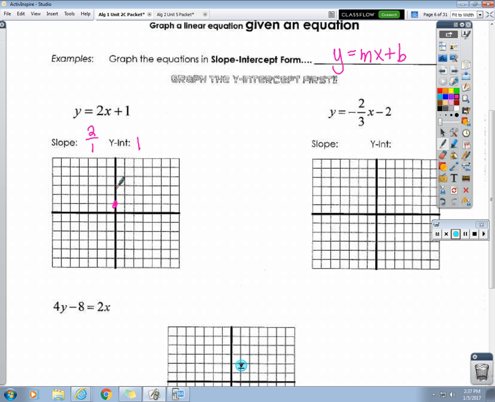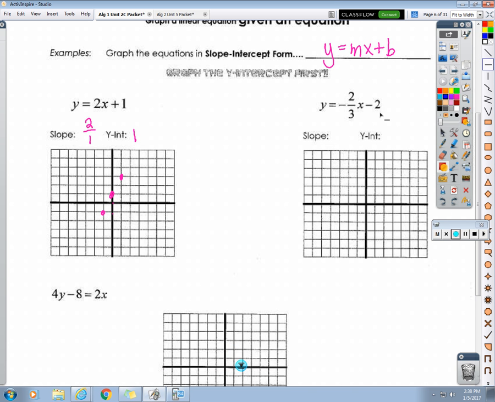Just think about it. If we went left 1, wouldn't that make the whole line be going down? And it shouldn't be going down because our slope is a positive number. So we go up to right 1. Or we could have gone down to left 1, and that would still be the same line. Okay, so the line is going up because our slope was a positive 2.